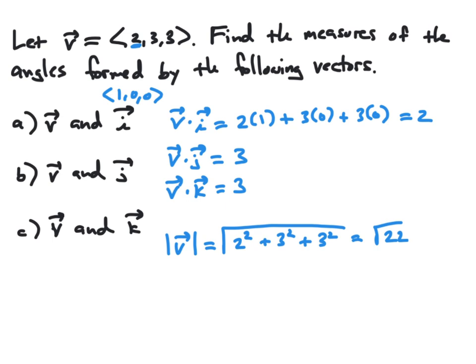The last thing that we need in our formulas would be the magnitudes of i, j, and k, and those require no calculation, as we know that i, j, and k are all unit vectors, and therefore their magnitudes are all equal to 1. Of course, you could go ahead and compute those using the magnitude formula, but because we know i, j, and k are all unit vectors, they all must have a magnitude of 1. So now we have all three of our dot products and all of the magnitudes of the vectors that we're going to need in order to compute the angles between the vectors.